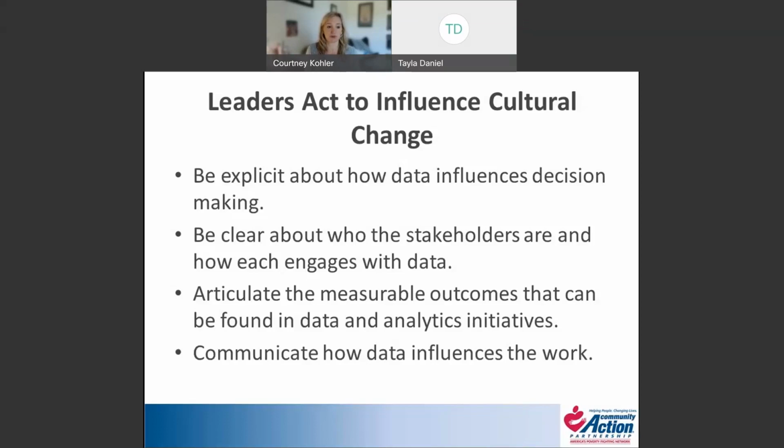And so leaders would want to be explicit about how data influences decision making. So giving clear examples about instances in which decisions are being made based on data that's been collected. Also being clear about who the stakeholders are, internal and external, and how each engages with data. Also articulating measurable outcomes that can be found in data and analytics initiatives.